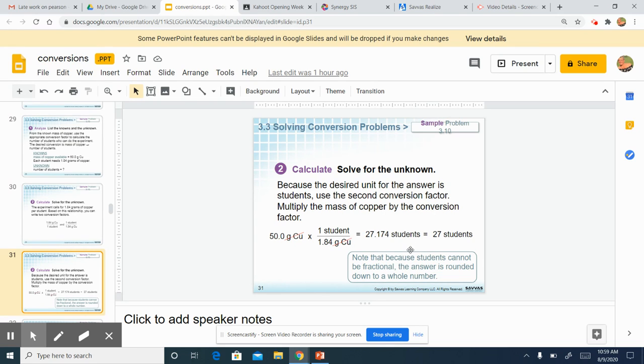27.174. Now, we can't have part of a student. We can't have 0.174 students, so we're just going to round that off to 27. 27 is the greatest number of students that can do this experiment with the 50 grams of wire that we've got.